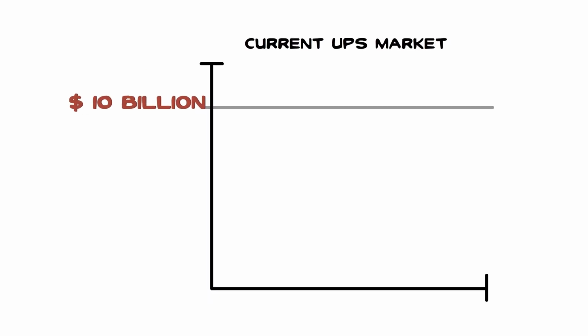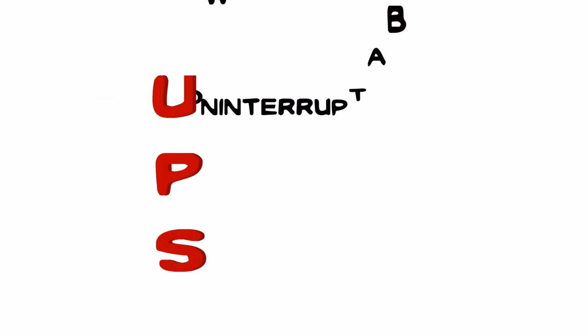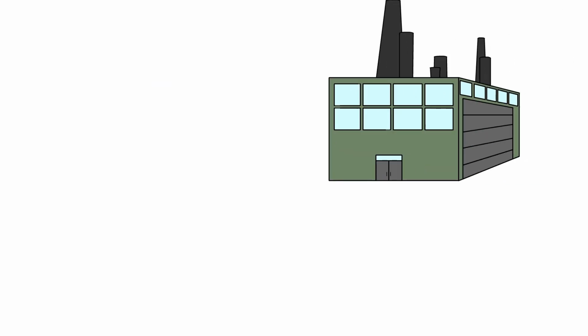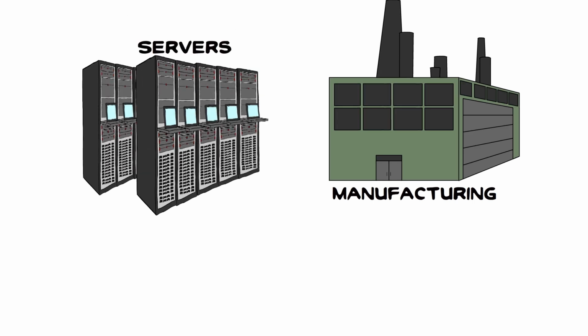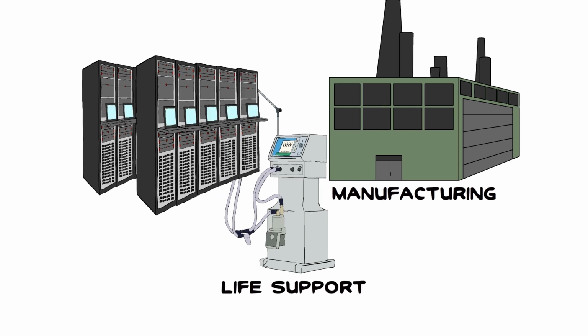The current UPS market is valued at $10 billion and increasing rapidly. Nowadays, UPS, or uninterruptible power supply systems, are used to handle power quality problems. Such problems include expensive equipment and manufacturing processes shutting down, computers, servers, and IT equipment going offline, and the uninterrupted flow of power to life support machines and other important devices being threatened.